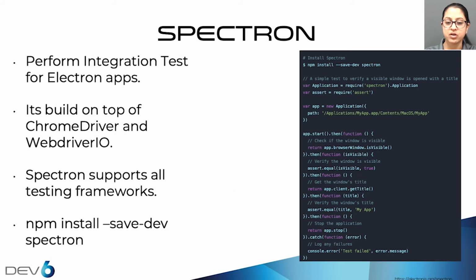Next one is Spectron. This tool is also developed by the Electron team, and it is used for writing integration test cases. And it's very interesting. Spectron is built on top of Chrome driver and WebDriver IO. If I remind you, Chrome driver is the famous standalone server which implements WebDriver's wire protocol from Chromium. That means it is the open source tool for automating testing of web apps across many browsers.